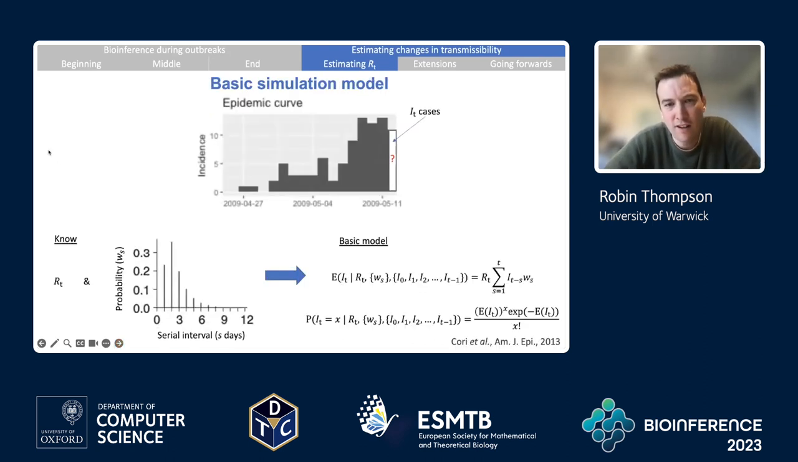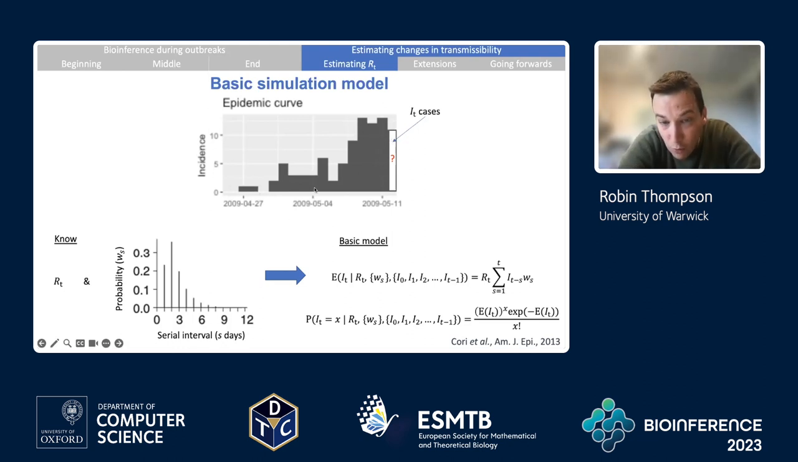So in order to run a very basic epidemiological model, that's all you really need. You just need to know the time-dependent reproduction number, and you need to know the serial interval distribution. And if you have these two things, you can run a simulation of an epidemic.